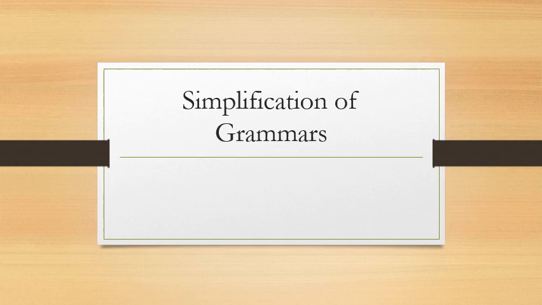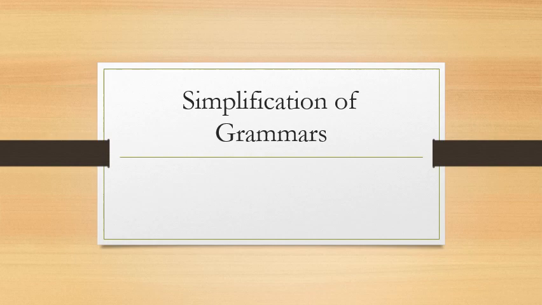Hello everyone. In this session, we will see about simplification of grammars. This simplification of grammars is one of the basic steps that we have to follow when you are dealing with or converting a grammar into the normal forms. So we will see how you can convert grammar to normal forms, one among either Chomsky normal form or Greibach normal form. In short, we call them CNF and GNF. For both of these normal forms, the grammar should be in a simplified way.